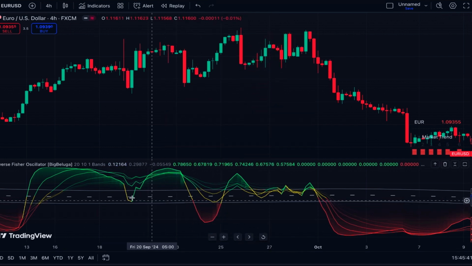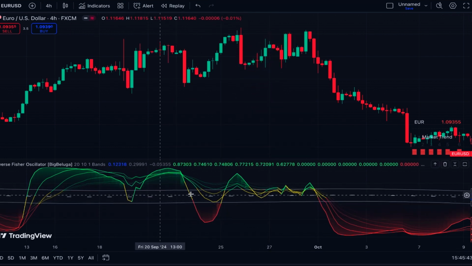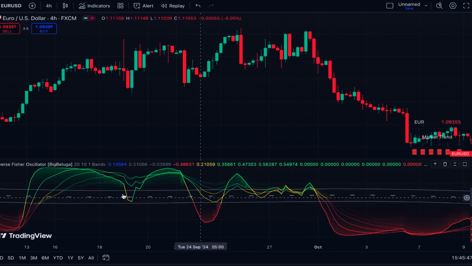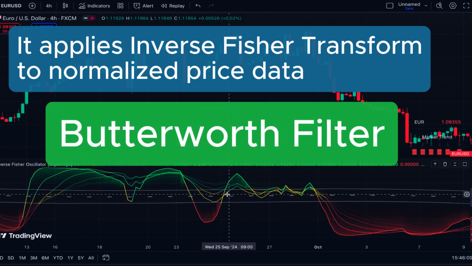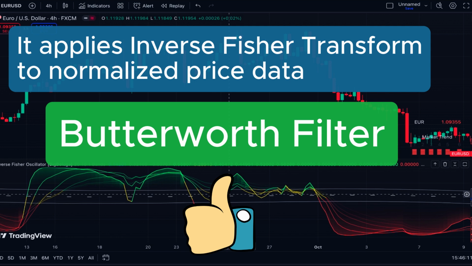It is actually an oscillator, and we have a collection of lines that are moving above and below this dynamic band at the center. This indicator applies inverse Fisher transform to normalized price data, and then Butterworth filter is added to further refine the signals.